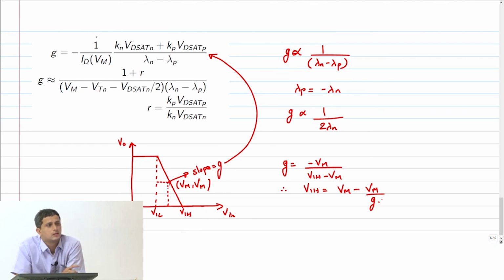Right? G is positive or negative? Negative slope. It's a large negative number. So the point is VIH should be to the right of Vm. Correct? It should be Vm plus some number. Does that happen? Yeah, Vm minus Vm by G. G is a negative number. So that actually becomes greater than Vm. So I think we are right. Okay. What about VIL?